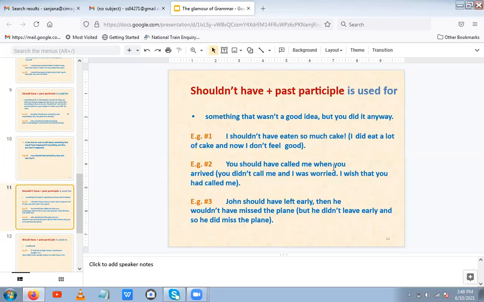You should have called me when you arrived. You should have switched on your camera when you arrived. John should have left early. Then he wouldn't have missed the plane. John अगर early पहुंच गया होता तो वो plane miss नहीं करता. But he didn't arrive early, and so he missed the plane. Should have.